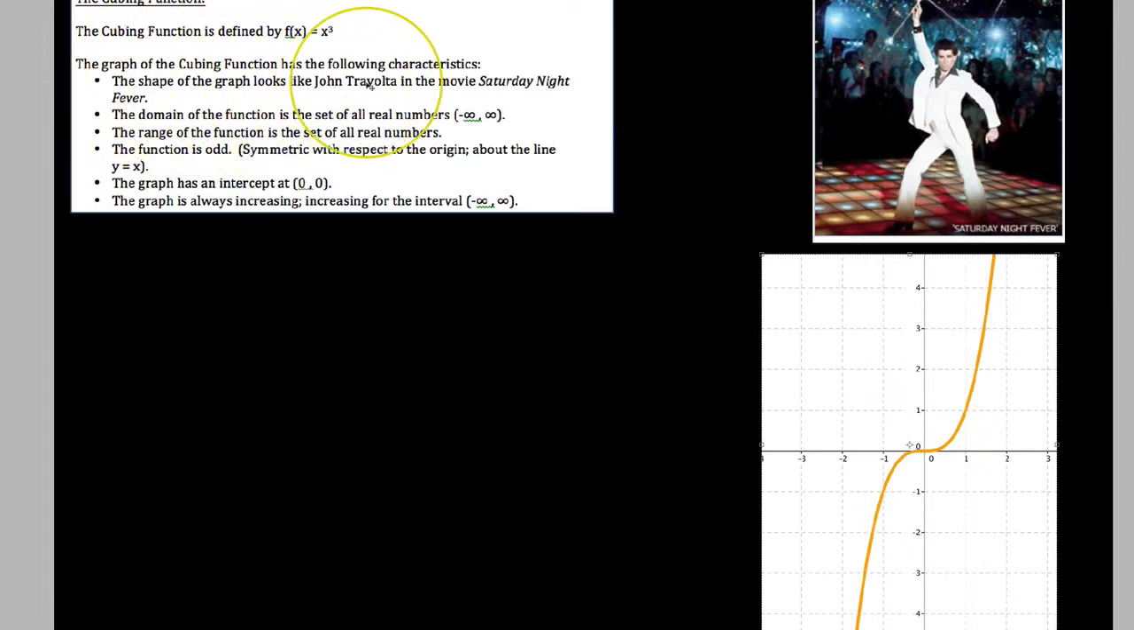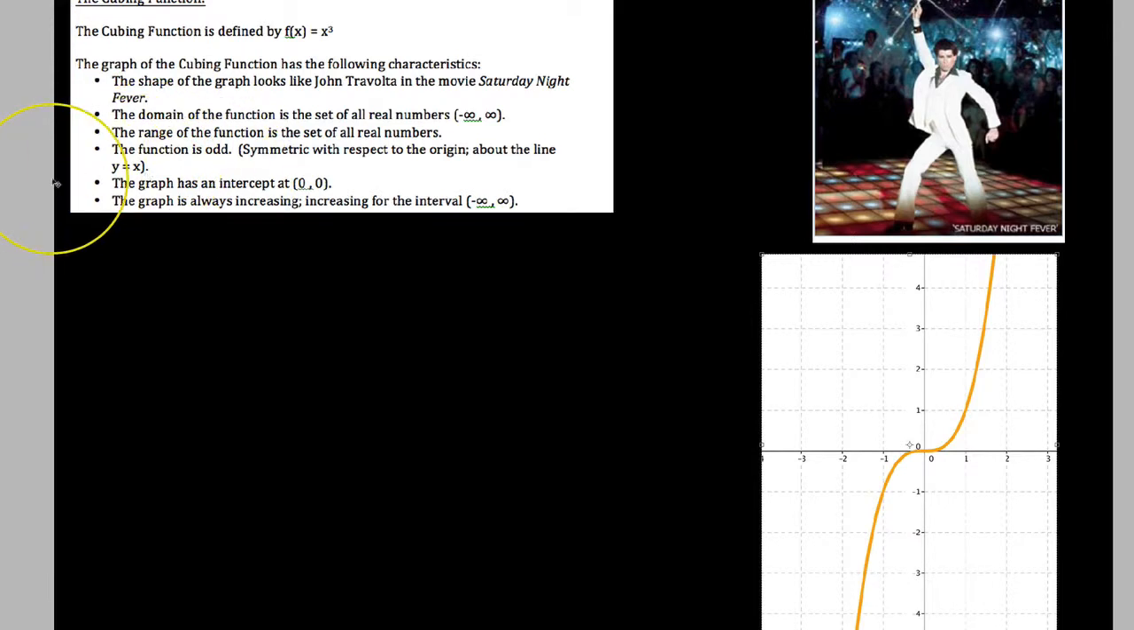The shape of the graph looks like John Travolta, but the domain: all x values work in this function, so you can always plug in an x value, cube it, and get an output. So you'll notice the domain is all real numbers on the x-axis, the interval from negative infinity up to infinity, so all x values work. And as far as range goes, range is also negative infinity to infinity on the y-axis. It covers all y values.